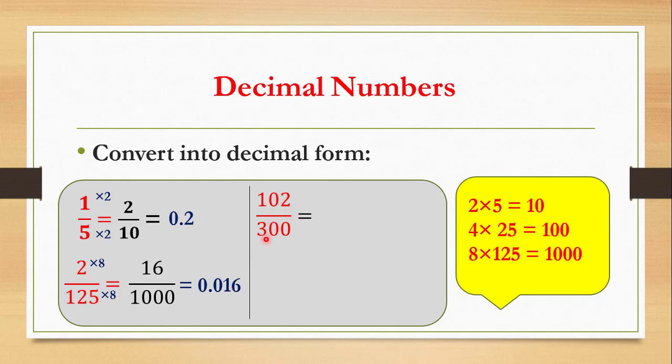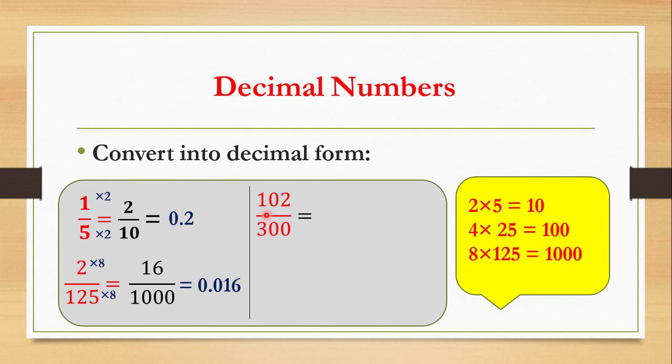Here we have 102 over 300. We don't have a number. If you multiply it by 3, the result will not be 100 or 1000. But we can divide by 3. Divide by 3, 300 divided by 3, the result will be 100. So I want to ensure that I can divide 102 by 3, because I should divide up and down by the same number. Is 102 divisible by 3 or not?